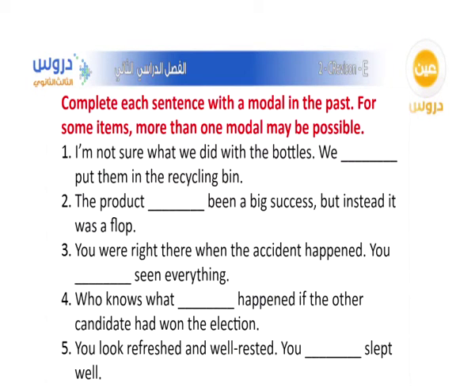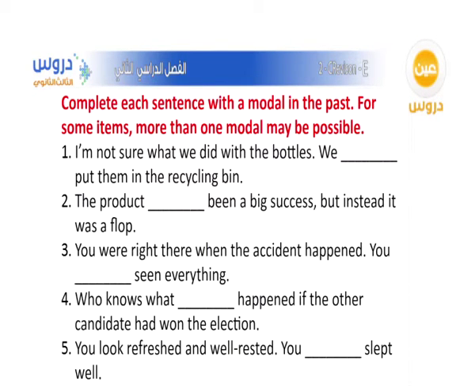Something was supposed to happen, but instead something else had happened. These guys were expecting success for this product. If you say the product had been a big success, then you cannot continue by saying, but instead it was a flop. Okay, you don't know. The answer is should. So that should have happened. The product should have been a big success, but instead it was a flop. It didn't do very well.